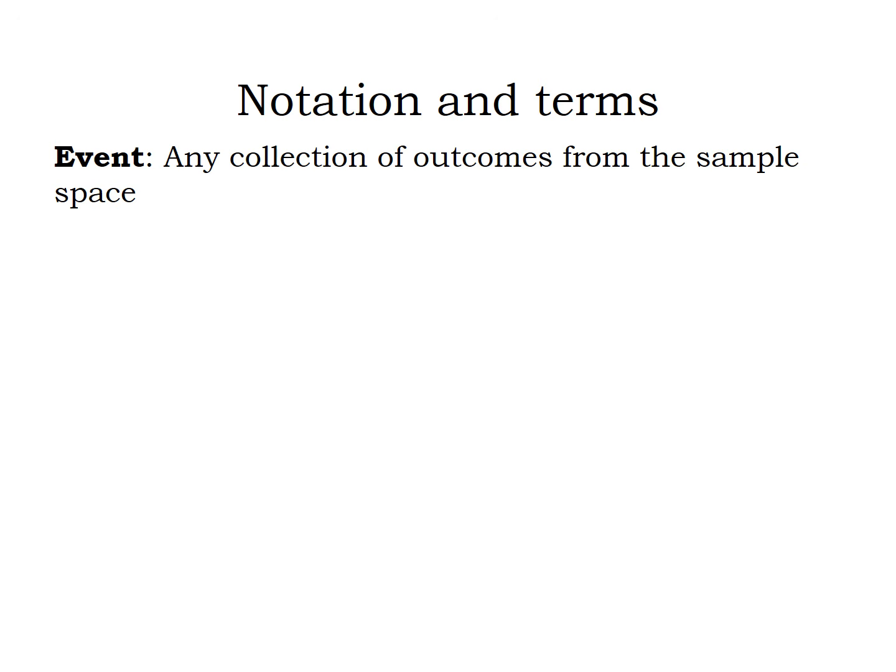An event is any collection of outcomes from the sample space. This is also known as a subset of the sample space if you're familiar with set theory. And if you are familiar with set theory, an event does not have to be a proper subset. So let's look at a few examples. And again, we'll use the rolling one fair die example because that's something we're all familiar with.